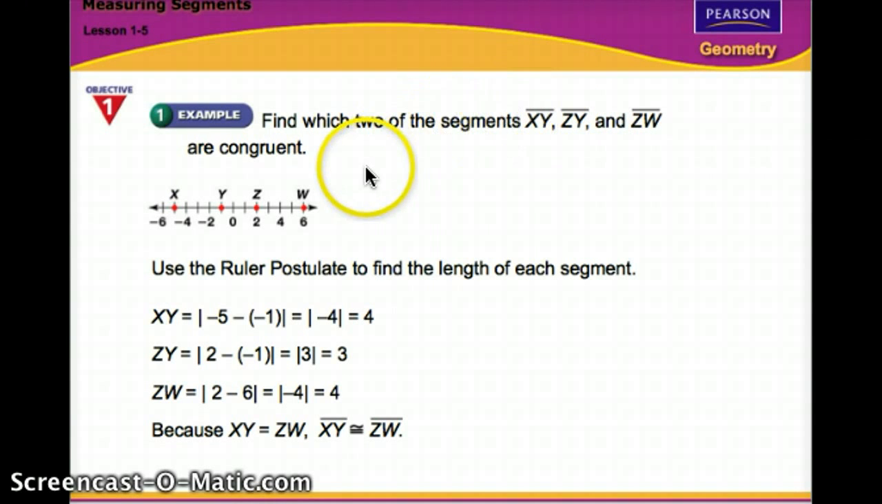They use the ruler postulate to find the lengths of the segments. When they write that, it is no bar and an equal sign. The length of the segment is a measurement. It equals a number, so you use the equal sign. This last statement sums it up. Because the measurement of XY equals the measurement of ZW, then the segments are congruent.